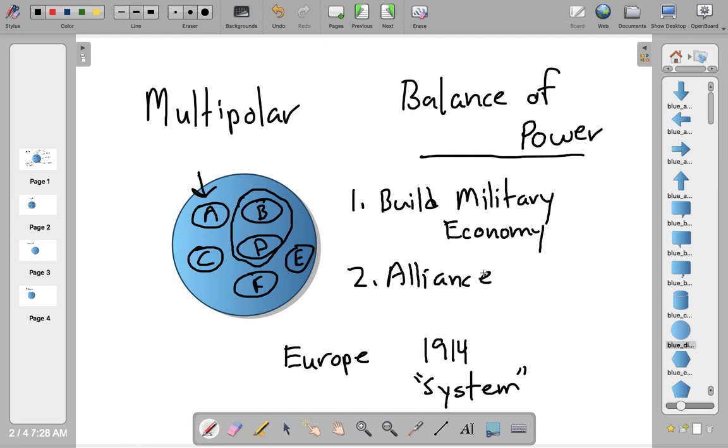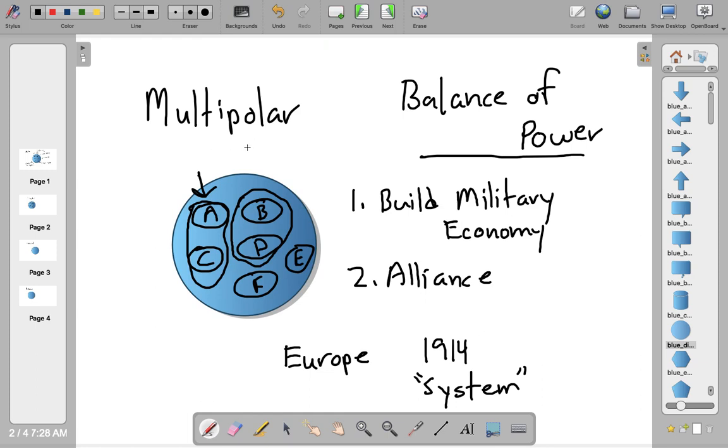And normally in a multipolar system, you have many alliances. Well, if B and D sign a treaty, maybe A and C will sign a treaty, and then F and E will sign a treaty. And these treaty systems can often be very complex, which we're going to go into that later.